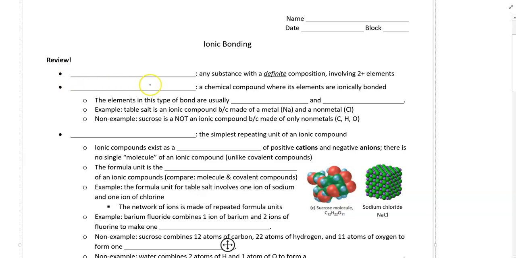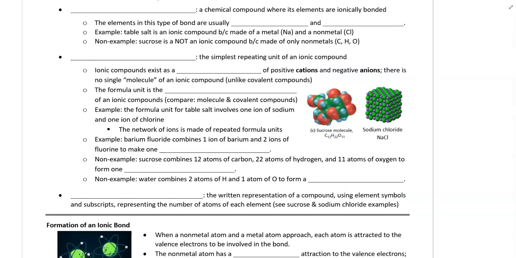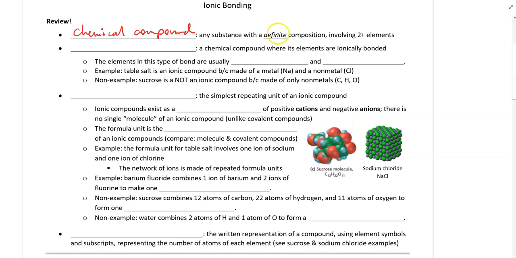When it comes to reviewing, let's take a look at this first sentence. Any substance with a definite composition involving 2+ elements, well, that is a chemical compound, just like we've seen before. That's not really changed, right? We're talking about definite fixed ratios or fixed proportions of definite, that's what that means, involving 2 or more elements. Next one, a chemical compound where its elements are ionically bonded. Well, hey, what do you know? These are going to be called ionic compounds.